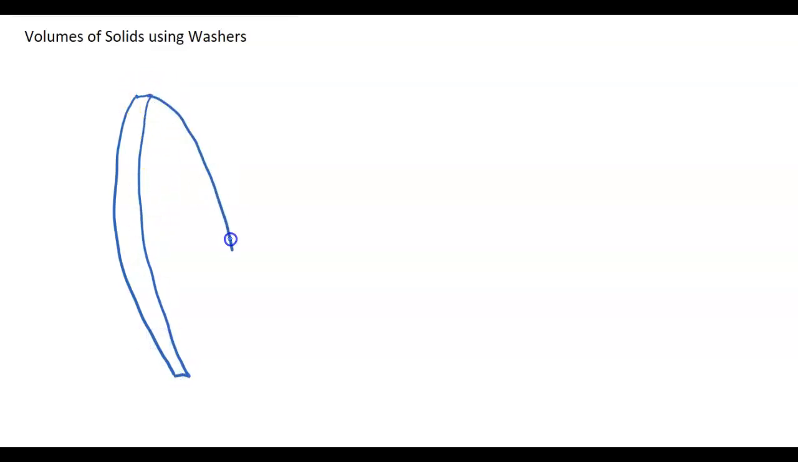Some rotated solids have open space in them in the middle, and so to find their volumes we're going to use what are called washers. So what are washers? Well, you can get them at the hardware store, and they're basically metal discs with holes in them.